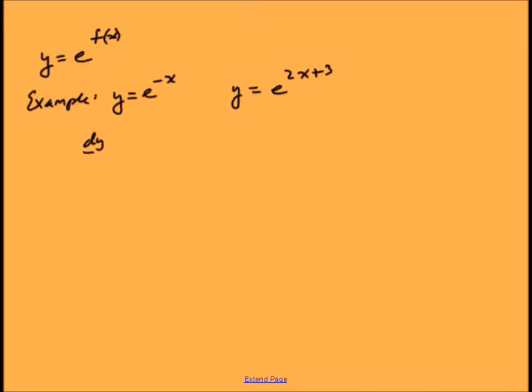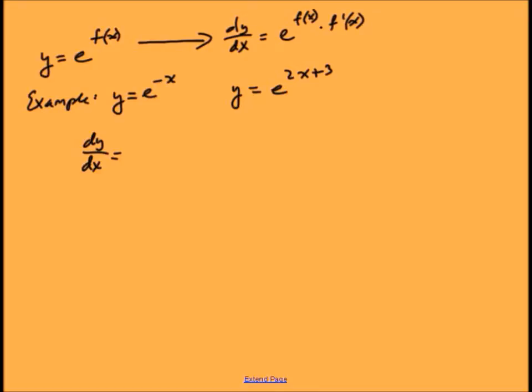Okay, getting into something more complicated then. If we have y equals e to the power of some other function. So for example, we may see y equals e to the power of negative x, or y equals e to the power of 2x plus 3. Okay, what we will do here to find the derivative, the rule states, is that this will be equal to itself multiplied by the derivative of that function.